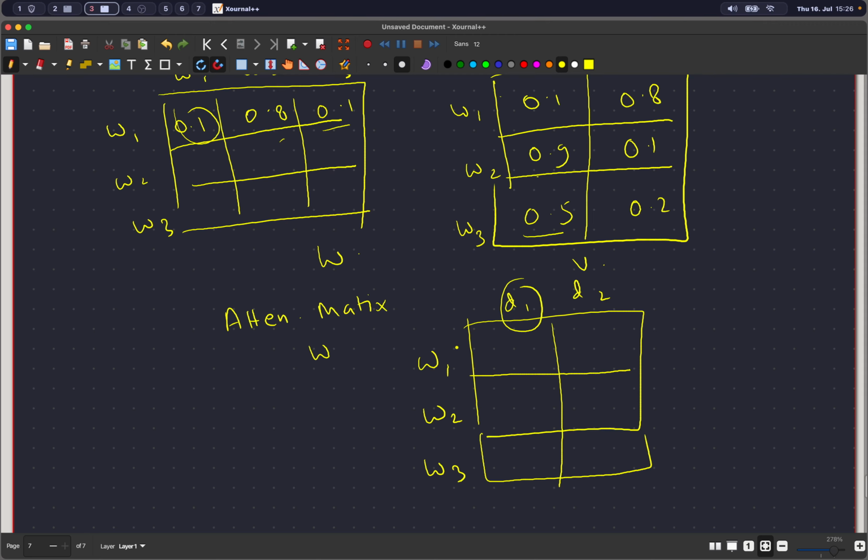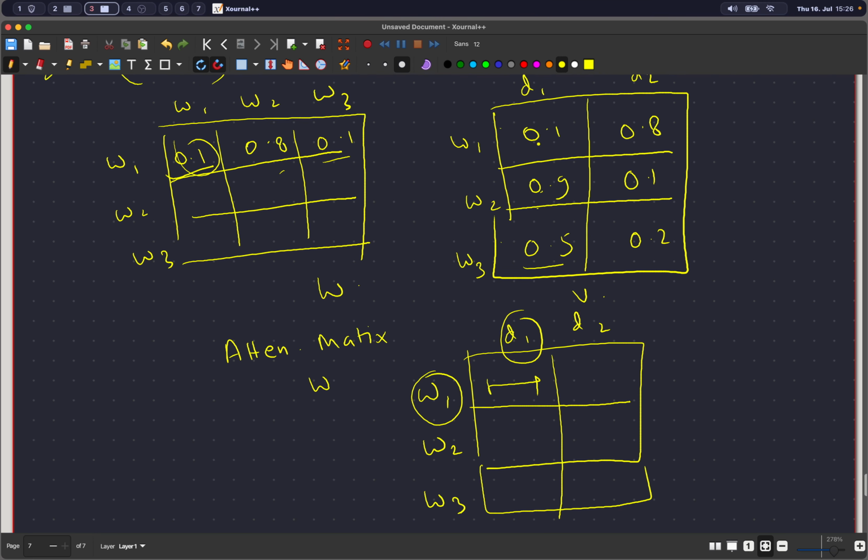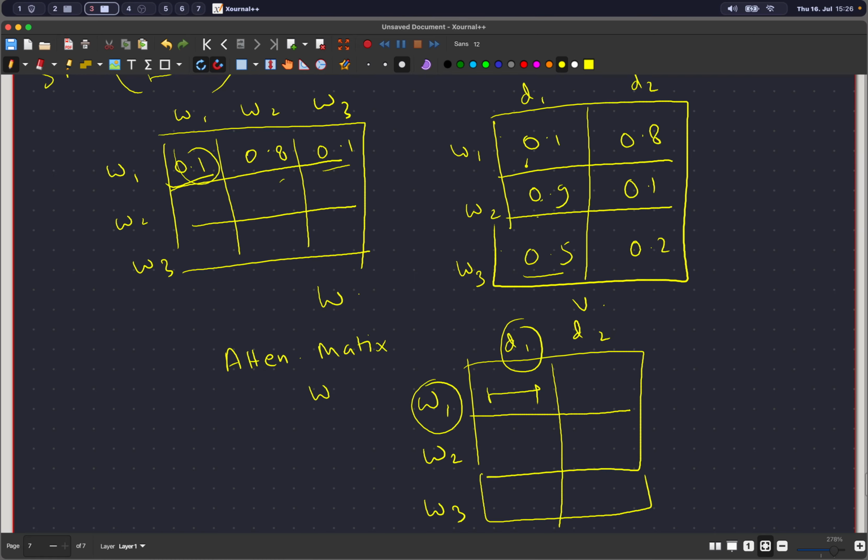So the first dimension of word 1 will be 0.1 times 0.1, 0.8 times 0.9, and 0.1 times 0.5. Now, what we are doing is we have our weights, and we have our contribution in the first dimension coming from each of the words.